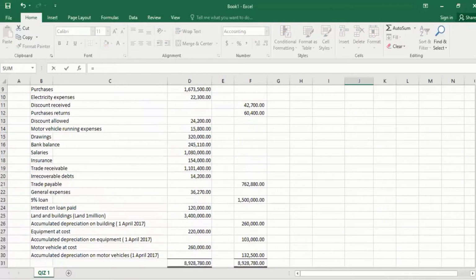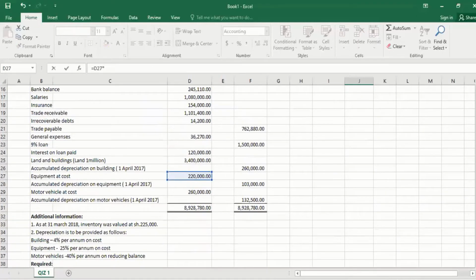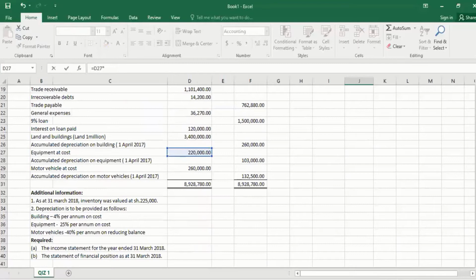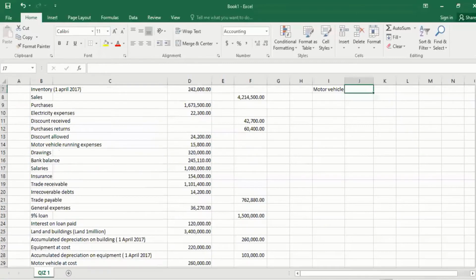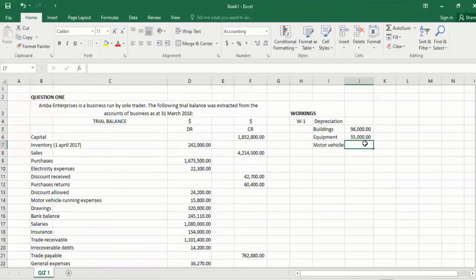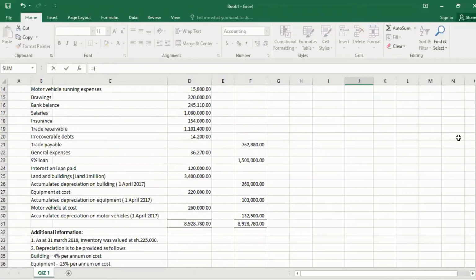Then we have equipment. The value for equipment is that one. I depreciate at a rate of, the rates are given from the illustration, 25%. So I want to get 25% there, and therefore the value. You can see motor vehicle is on a reducing balance basis. So I'll use the reducing balance basis.